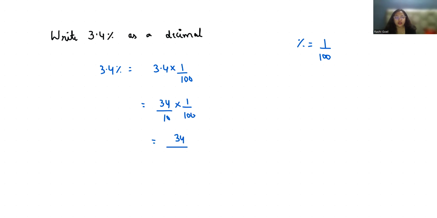There are three zeros in the denominator. So it's 0, 3, 4. We will put the decimal point here, and there is no digit before it, so we will write 0. So 3.4% in terms of decimal is 0.034.